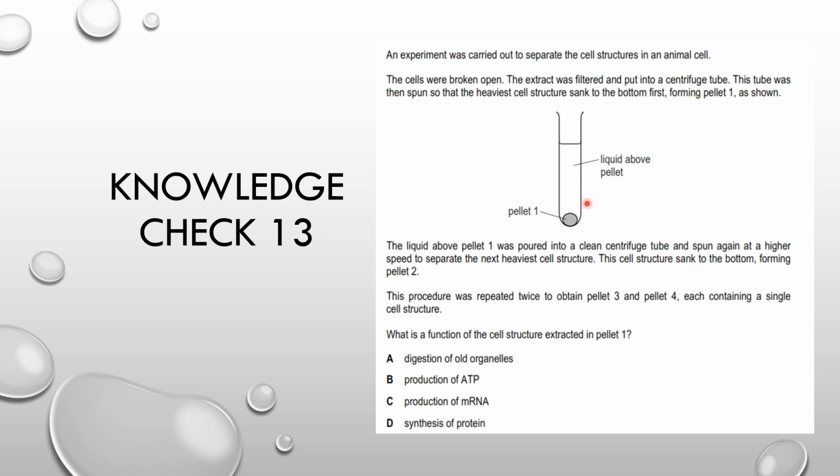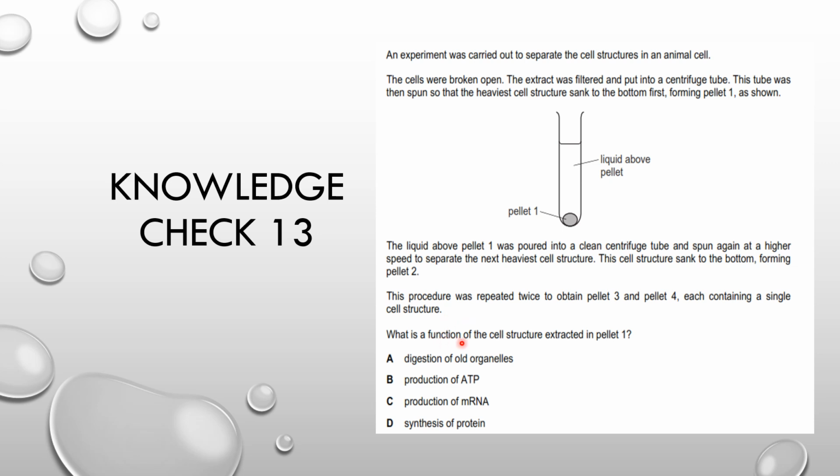1 as shown. This pellet 1, remember, is an animal cell. So pellet 1 is going to be what? Nucleus, of course. But pause the video and try it first. The liquid above pellet 1 was poured into a clean centrifuge tube and spun again at a higher speed to separate the next heavier cell structure. This cell structure sank to the bottom, forming pellet 2. This procedure was repeated twice to obtain pellet 3. Pellet 4 each contain a single structure.